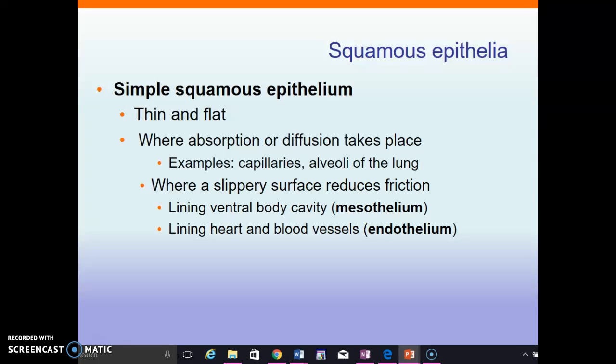It is our capillaries. Our capillaries are simple squamous epithelium, a single layer of cells. The alveoli of the lungs, the air sacs, are a single layer of cells. And we're going to find these where a slippery surface is required to reduce friction. So it's given special names depending on where it's located. Lining the ventral body cavity is the mesothelium, and lining the heart and blood vessels is the endothelium. Those are all simple squamous epithelia.